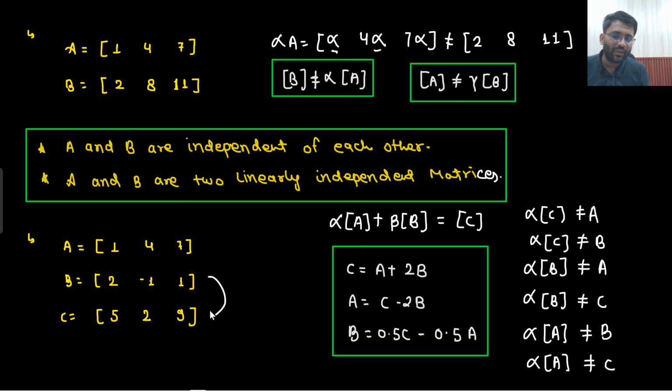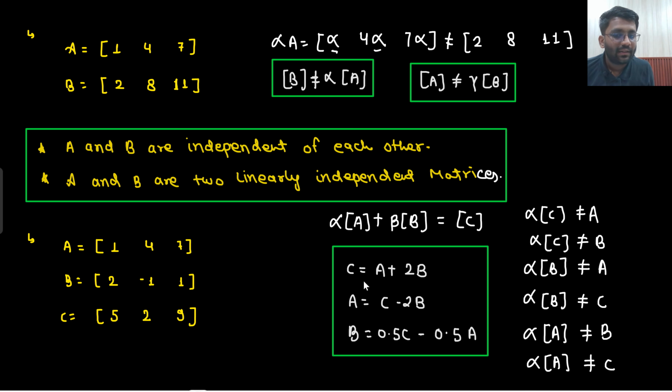Similarly, in your hand, if I give you B and C, can you write down A? Yes. What will be the value of alpha? I am giving you B and C. So alpha value will be minus 2 and beta value will be 1. And in your hand, I am giving you C and A, can you write down B? Yes, sir. What you will say? Sir, C I will multiply with 0.5 and A I will multiply with 0.5, and then I will subtract both of them. I will get matrix B.